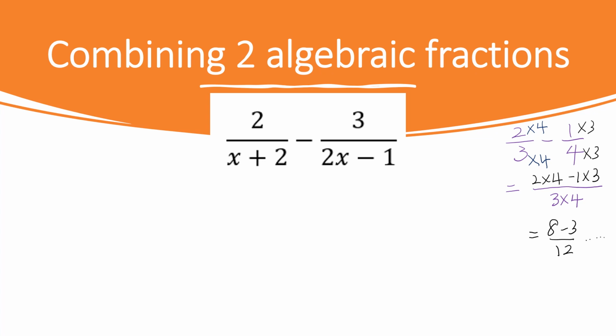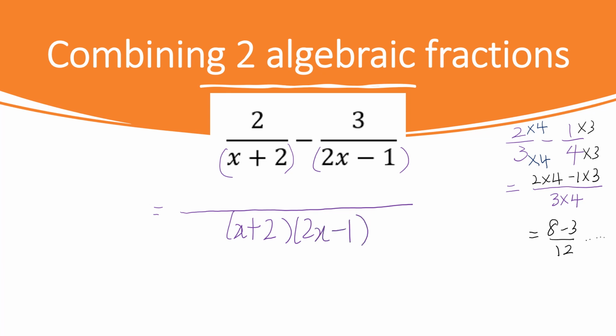So what is the denominator? Draw a huge line. The denominator will be this. There's nothing common in them, nothing common. So you just multiply them. You multiply them, okay? You put two brackets there, bracket, bracket.